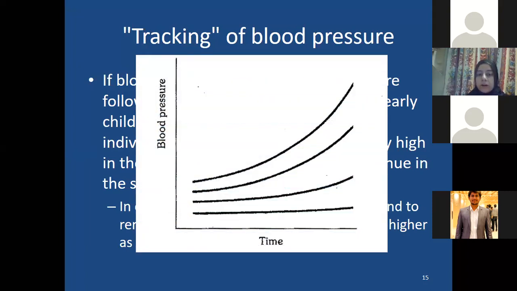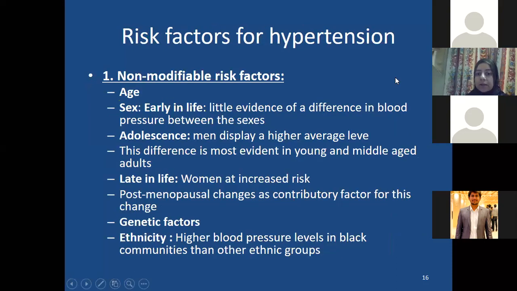This is a graph showing time on the x-axis and blood pressure on the y-axis. So people who had lower blood pressures earlier in age would have lower blood pressures at older ages as well. And the same goes for people who had higher blood pressures. With age, with time, they'll have higher blood pressures in the coming years as well.